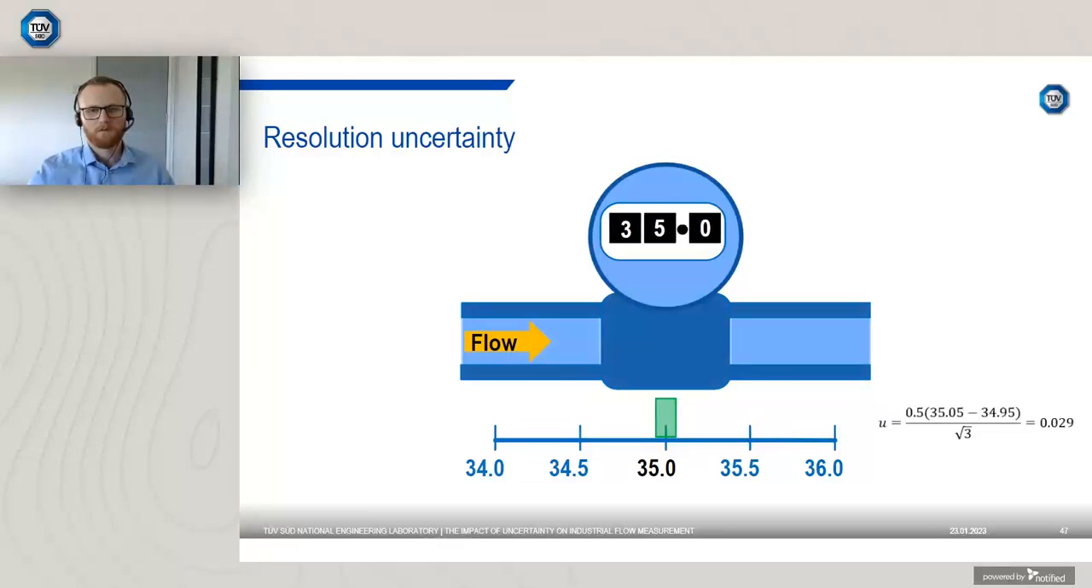If you would like to reduce that uncertainty, you could increase the resolution of the flow meter. And now it would only read 35.0 if it was between 34.95 and 35.05. Again, you would go through the same calculation stages, and that would give you a standard uncertainty of 0.029. And you can see in this case why reducing the resolution uncertainty can be done by essentially increasing the number of decimal places given in the output.